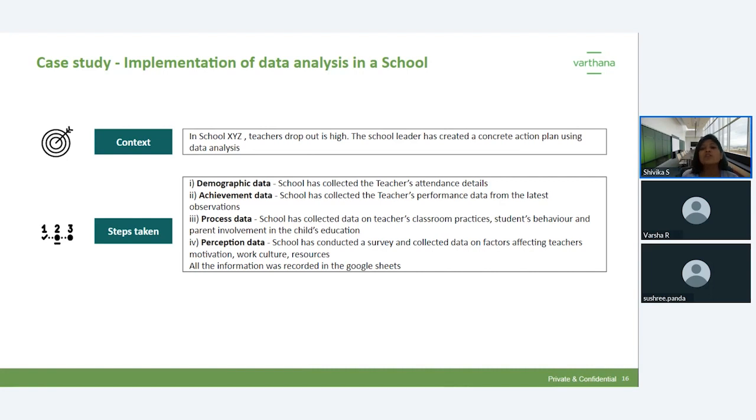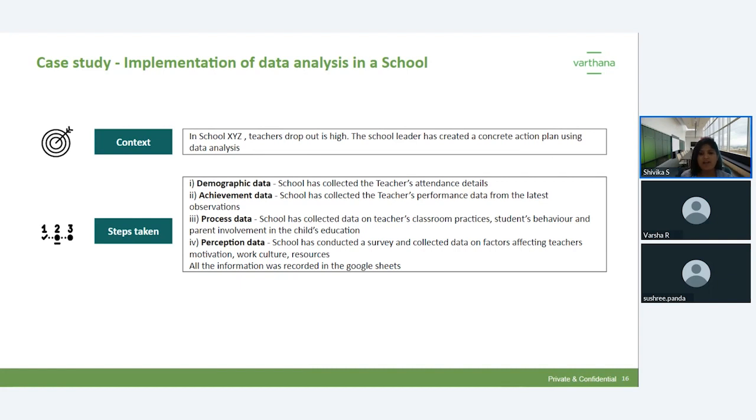Then you can focus on the achievement data, that is, how the teacher is performing. Maybe the dropout rate is also because of the morale or the competency a teacher has. So this data will also give you insight related to that, and this can be done using lesson observation.